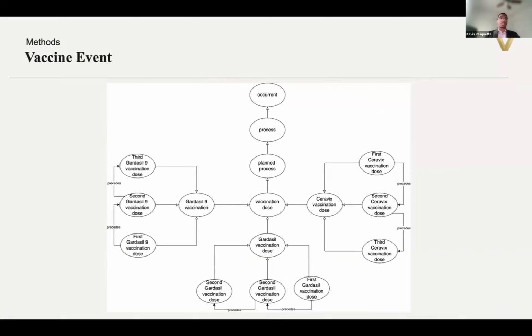This concept map sequences vaccination doses, and it shows it as a planned process within the vaccine knowledge base. The vaccination dose is a subclass of planned process, and in turn is defined as an occurrence. The chosen predicate precedes implies this temporal ordering of the doses, and it reflects the common structure of how you would expect immunization schedules to be.